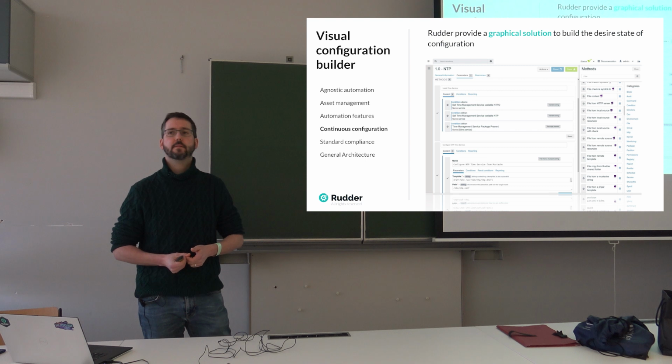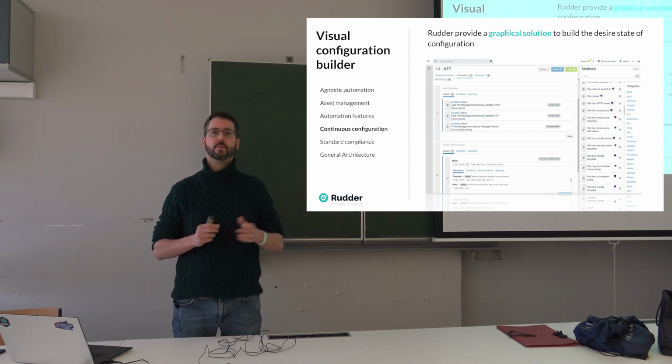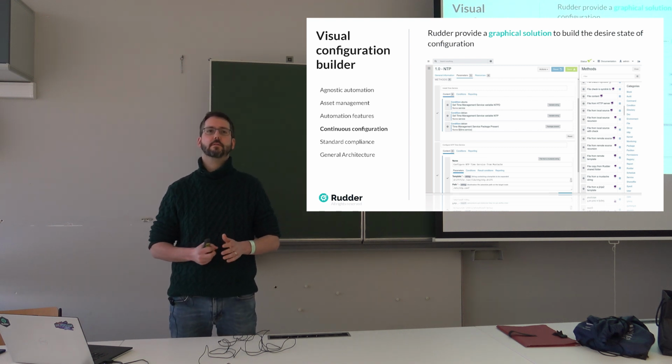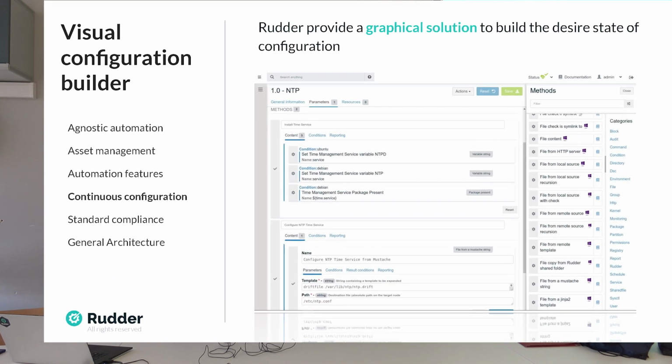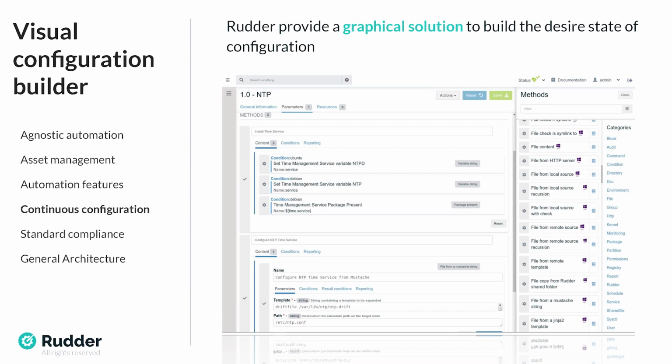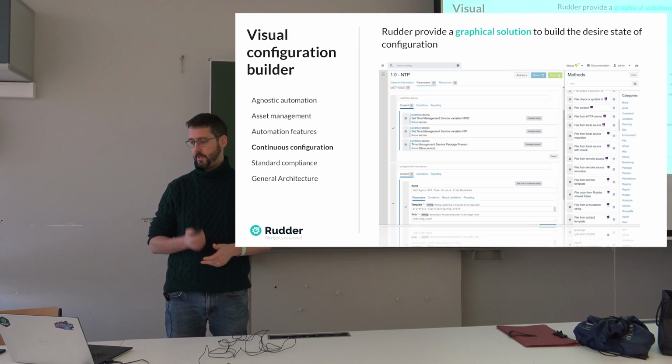We have a web interface in Rudder, and everything can be done through it. This web interface lets you see the state of your system, and it lets you configure your system. You define your policies, you define your rules, you define your groups. You can build your techniques. Techniques are a bit like a playbook in the Ansible world, and you can build them through a web interface, like here. It's called the technique editor, to build your own techniques.